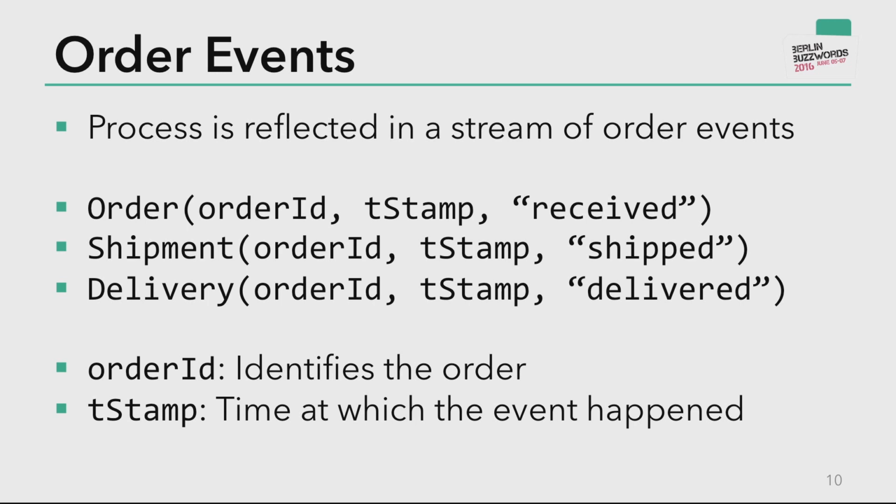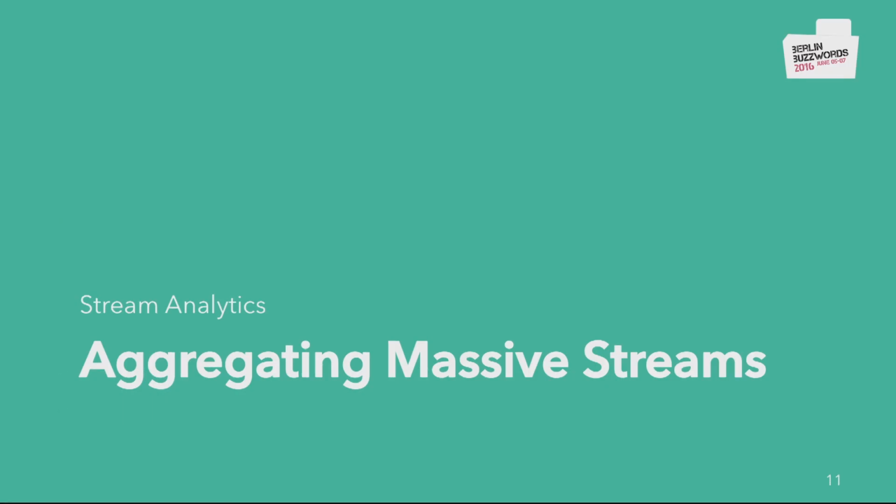We're going to model that as a stream of events. The events are very simple, just three attributes. The first one is an order ID, so we want to be able to track the different orders. There's a timestamp of when this event occurred. And the last one is a status, which is received, shipped, or delivered, depending on what kind of event happened. So this is the use case that we're going to talk about in this talk.